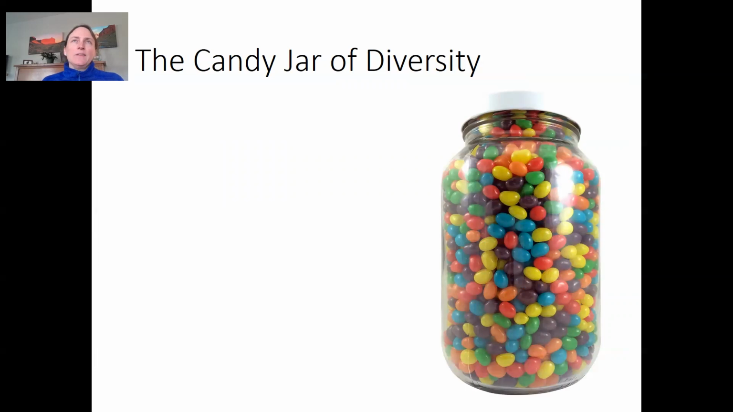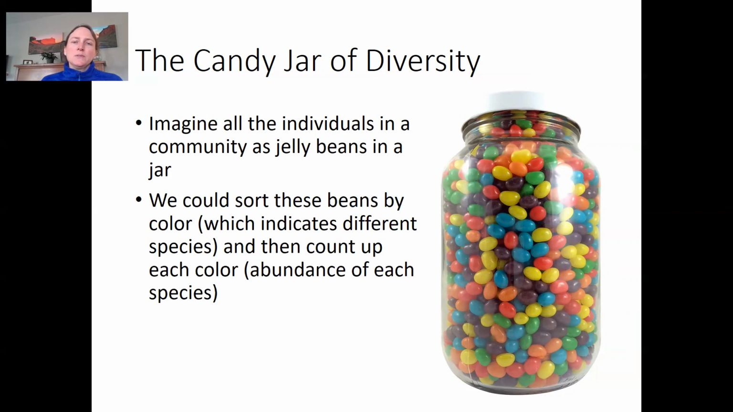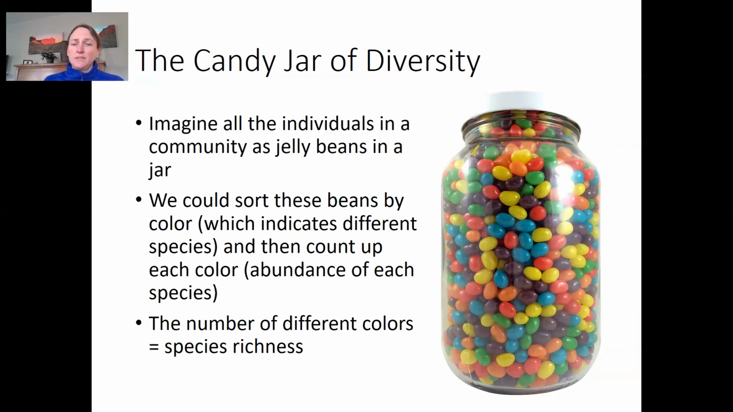So you can kind of think about species in a community like jelly beans in a jar. Okay, so what you can see here is that we've got lots of jelly beans of lots of different colors. Each color represents a different species. Imagine all these different individuals. You can see it's a pretty well mixed community in this jar of jelly beans. We could sort these beans by color, and then count up how many of each color. That would be the abundance for each species in the jar. And of course, the number of different colors in the jar is your species richness.